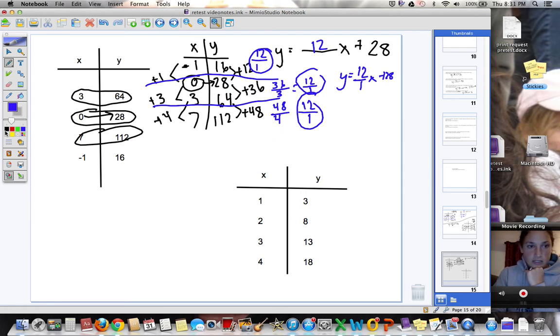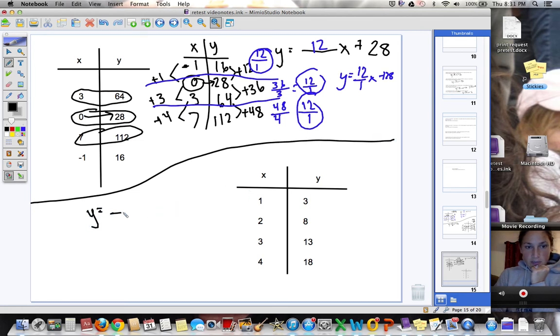And then here's our last one. So I'm going to do a little line separator. So I'm going to write my y equals blank x plus blank. I notice that this doesn't have a 0. So I don't know what's going to go here, but I'm not going to stop right now. I'm just going to skip that step, and I'm going to go to the next one.